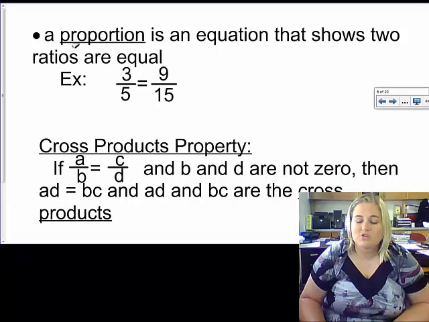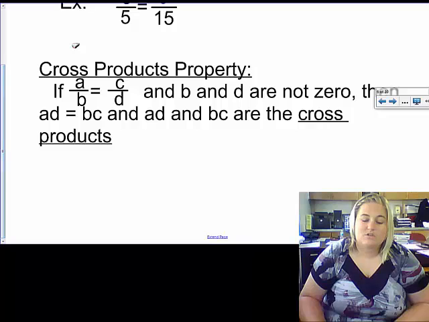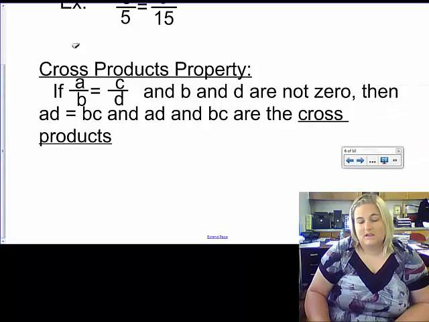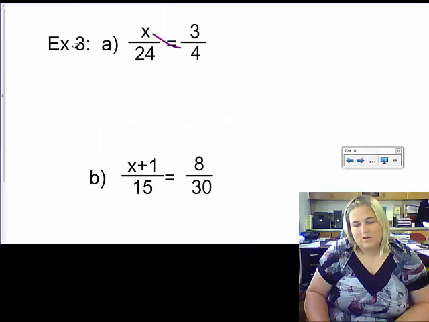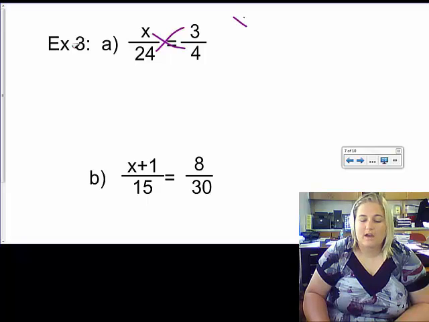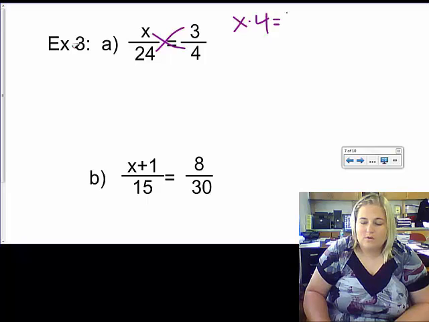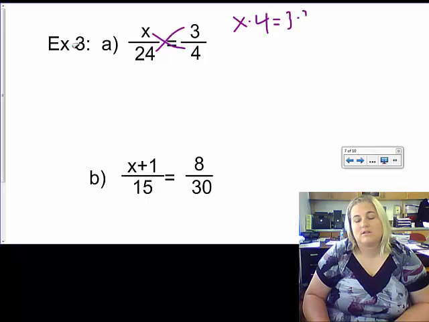A proportion is an equation that shows two ratios are equal. You start working with proportions with Mr. Spears, and I know that he is a rock star when it comes to proportions because everyone comes out of 6th grade knowing how to do proportions. To solve a proportion, we must do the cross product, that is A times D equals B times C. And so to do this, we're going to go ahead and show X times 4 equals 3 times 24.